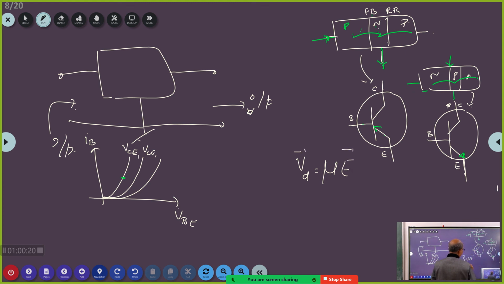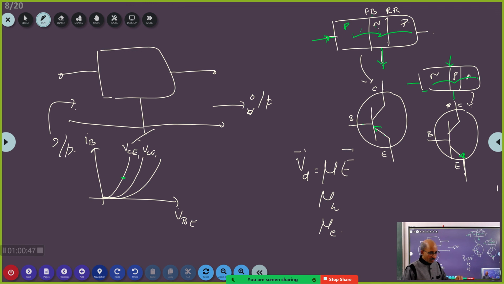So here you will have two mobilities. One mobility for holes and another mobility for electrons. And the mobility of holes is less than that of electrons because holes are more inertial. I suppose I have told you this. So in an NPN transistor, the carriers will move fast.